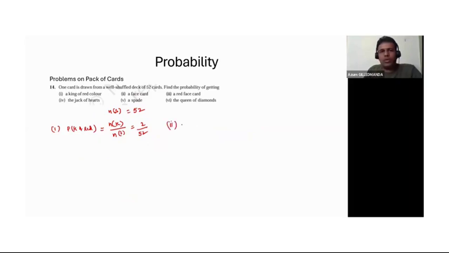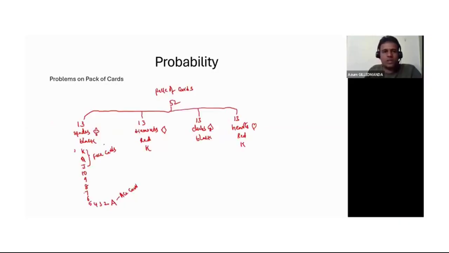For example, second, what is the probability of getting a face card? So how many face cards will be there? Probability of getting a face card equal to N of face by N of S. N of face. Let's see how many face cards are there. 1, 2, 3. Three face cards are here, right? So there are how many face cards? Let me check.